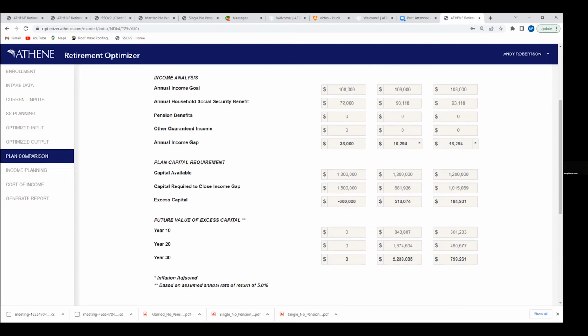And the answer is no. You can't think of any good reason, because there isn't a good reason, other than people don't understand the fact that you can do this very differently when you use an asset optimization approach versus an asset allocation approach. Not only that, you have $518,000 of excess capital. Remember, I said, what happens if we grow that at 5% in 10, 20, and 30 years?